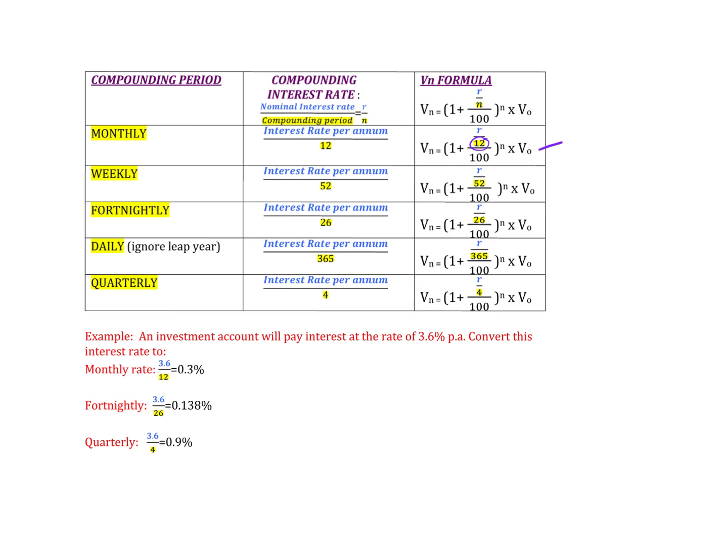Okay, so sometimes they just ask you to convert a rate to, say, the monthly rate. So see in this example, it said it was 3.6 per annum. So just write, because that's the nominal, okay?